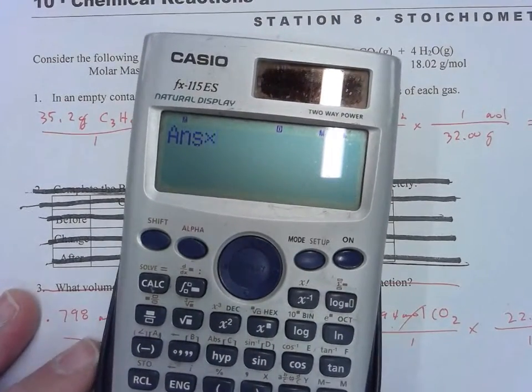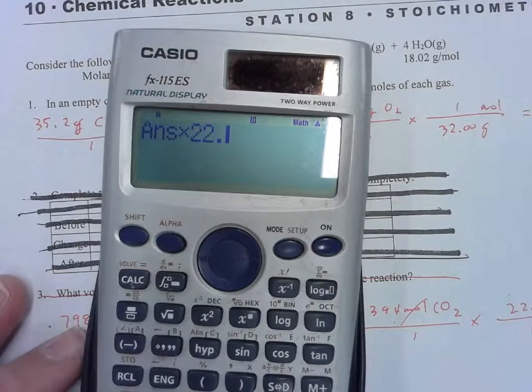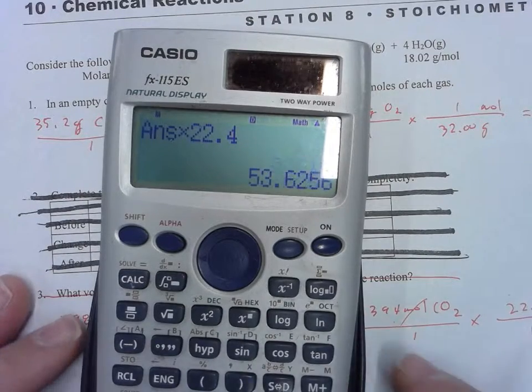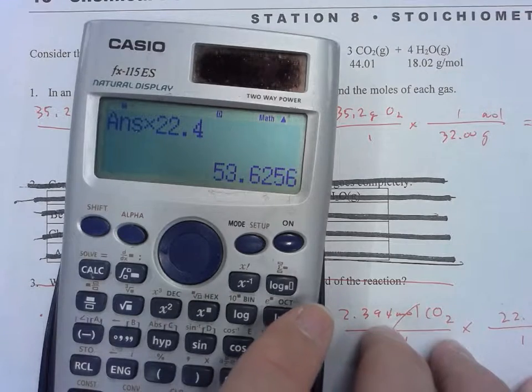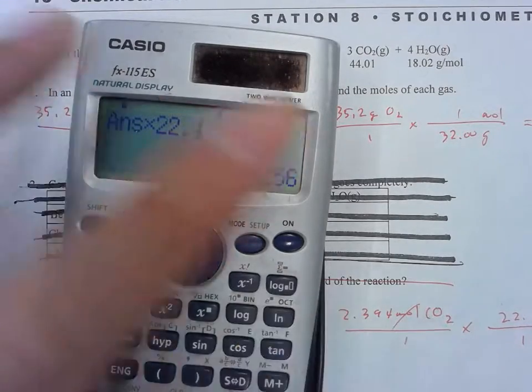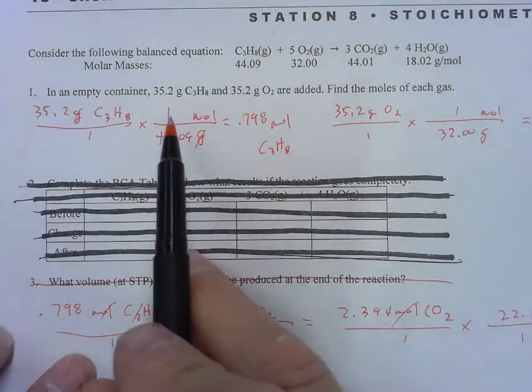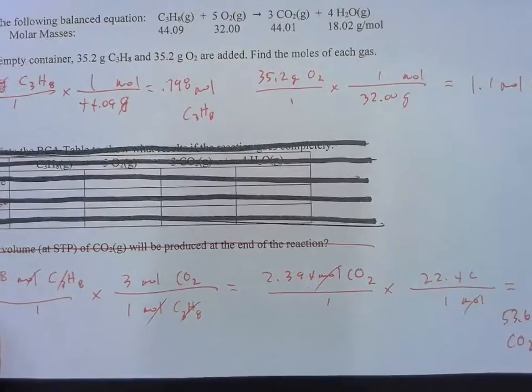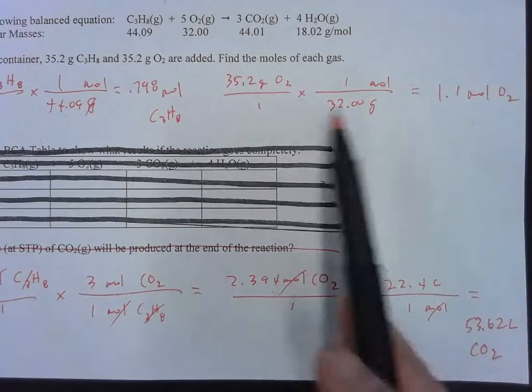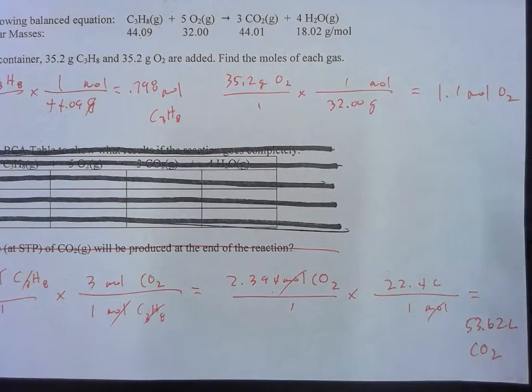Times 22.4. And this will tell you how many liters is produced. 53.62 liters of CO2 was produced using 35.2 grams of C3H8. How do you figure out how much is really produced? Well, you have to run both of these reactions and see which one produces less. The one that produces less is going to be your correct answer.